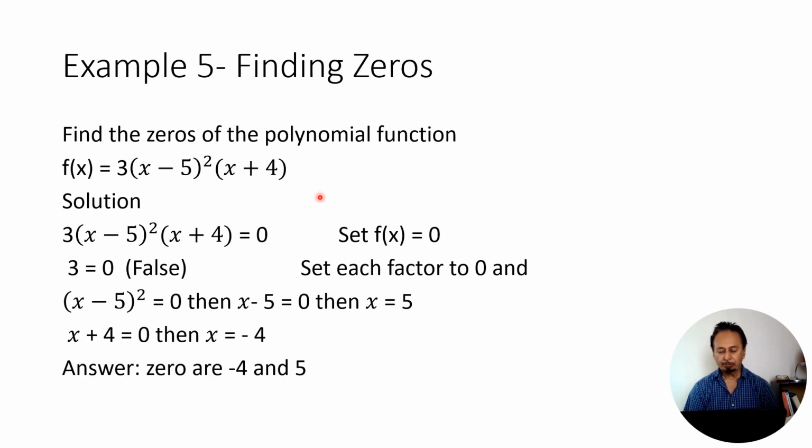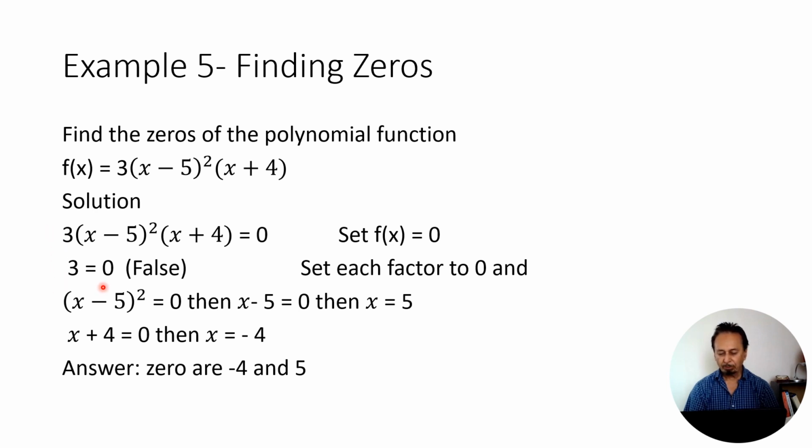So here's example 5. Find the zeros of the polynomial function. We have f of x equals 3 times (x minus 5) squared times (x plus 4). This polynomial is in factored form, so we do not need to multiply to find the zeros. All we have to do is set this to 0. Now this is already factored, so we set each factor to 0.